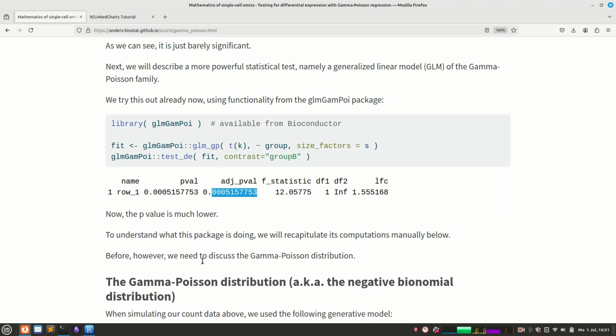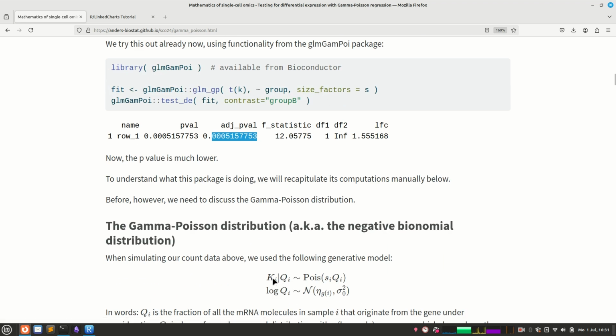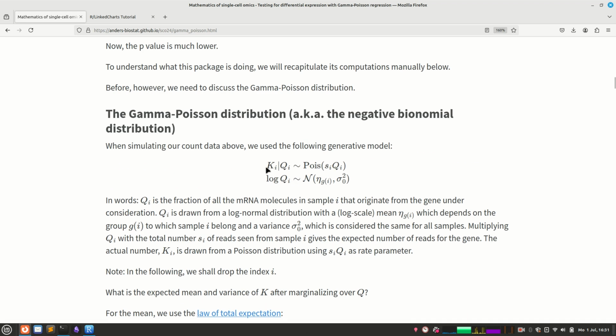And before I can explain what this Gamma-Poisson GLM does, I have to explain the Gamma-Poisson distribution. So above, when I write down what we've done, this here is our generative model. We say the counts that we get for our gene of interest in sample i follow a Poisson distribution with some given total count and a given fraction. Q is the fraction of all the reads which fall onto this gene. And it's a Poisson distribution conditioned on this fraction.